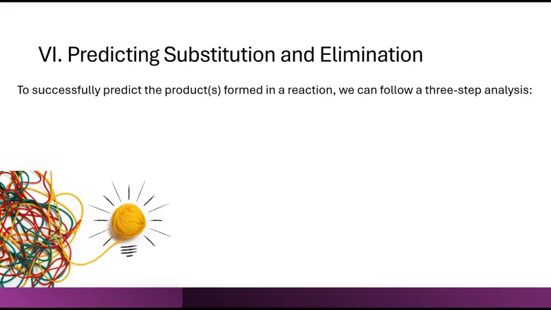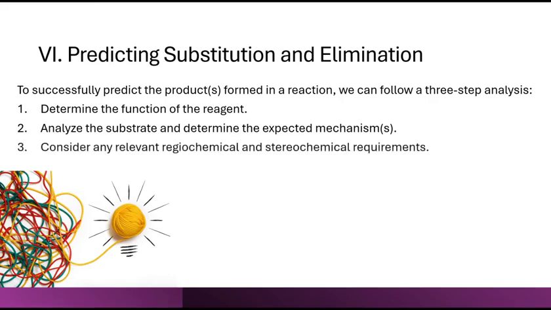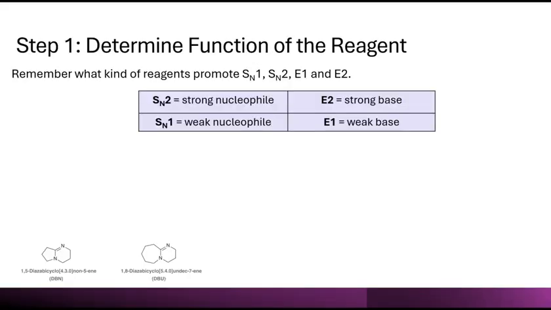6. Predicting substitution and elimination. To successfully predict the products formed in a reaction, we can follow a 3-step analysis. 1. Determine the function of the reagent. 2. Analyze the substrate and determine the expected mechanisms. 3. Consider any relevant regiochemical and stereochemical requirements.